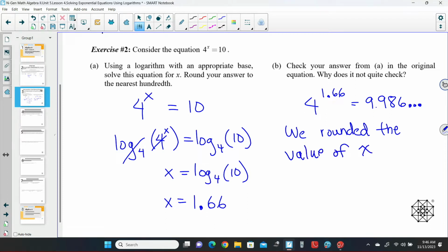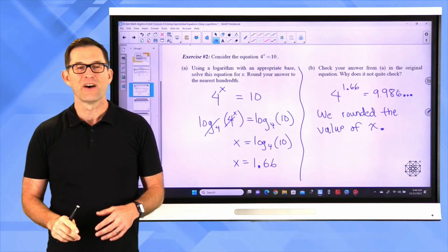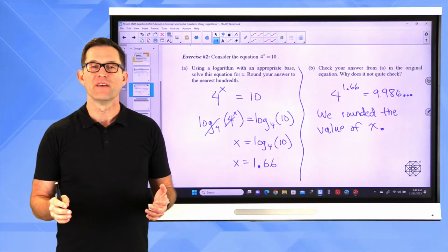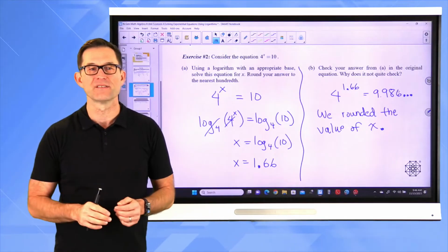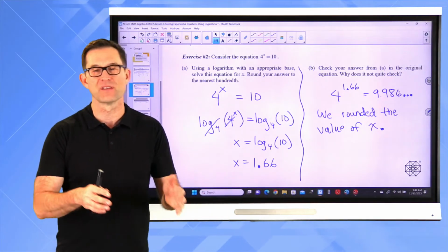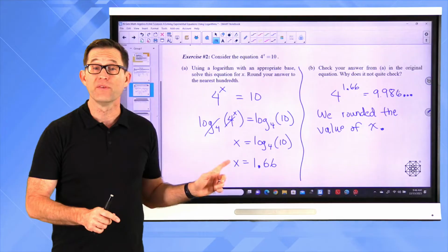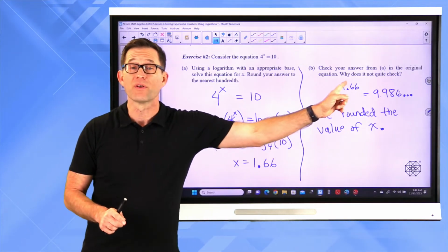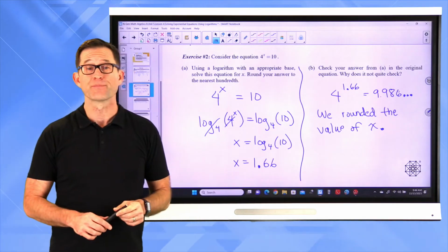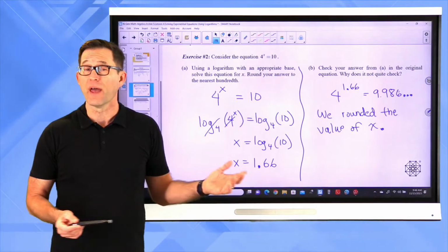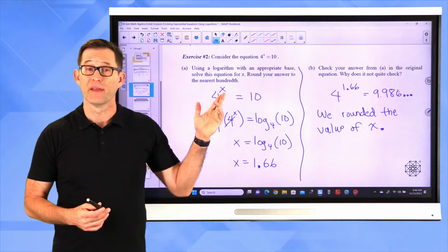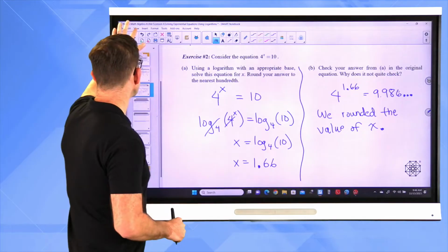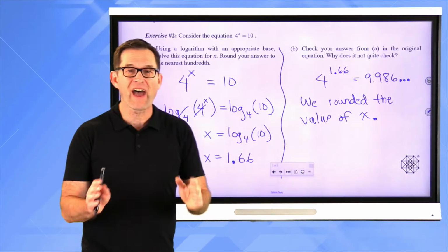We could do a little experiment and take x out to the nearest thousandth and see what 4 to that is, and then x to the nearest ten-thousandth, etc. And the farther we took x out, the closer 4 to that value would be to 10. But ultimately, we have to round somewhere in this problem, and they told us to the nearest hundredth. But it's that easy.